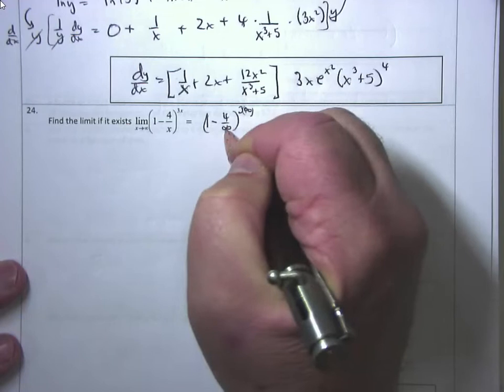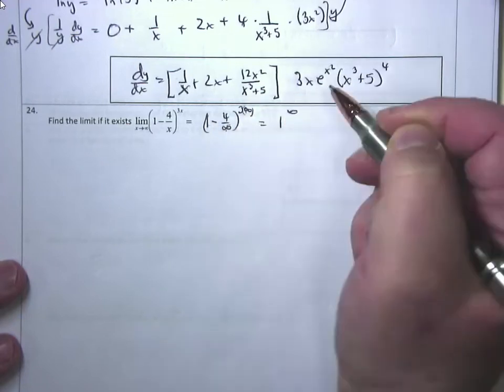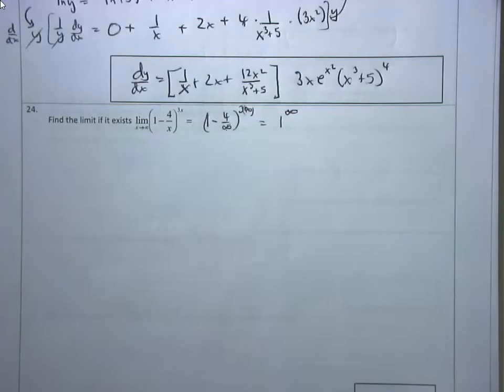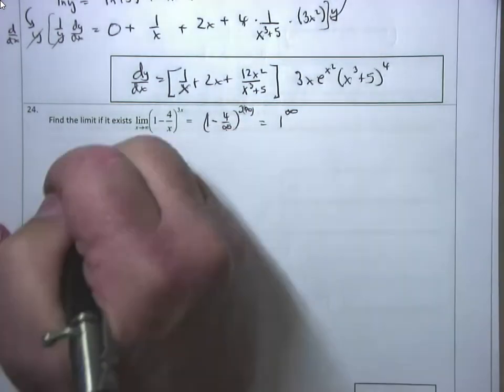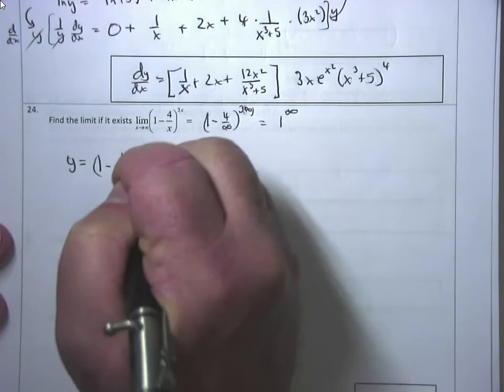4 over infinity is 0. 1 minus 0 is 1. 3 times infinity is infinity. The famous exponential indeterminate form. So what do we do with this one is, when you've got the exponentials, you set y equal to the function (1 minus 4 over x) raised to the 3x.